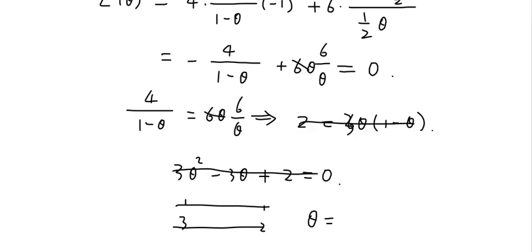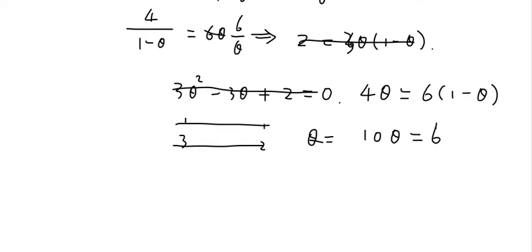Okay, so then solve this. We say 4 theta equals 6 times 1 minus theta, right? So here 10 theta equals 6. Okay, so theta equals 6 over 10, that is, 3 over 5. Okay, so we denote this as theta hat.